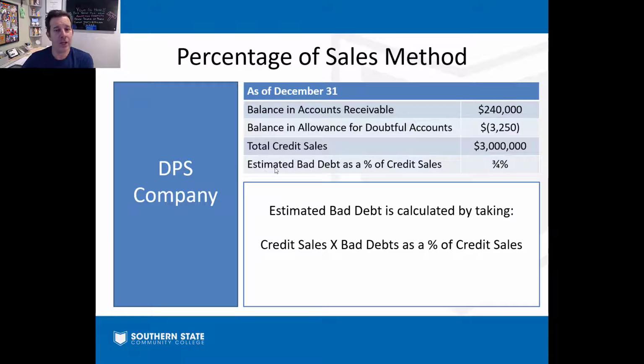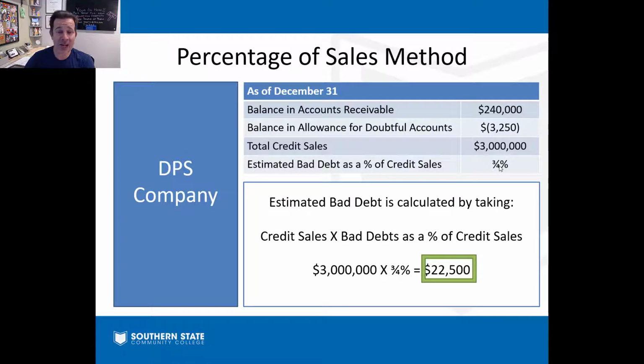So, if we're going to do percentage of sales method, it's pretty simple. We're going to calculate the estimated bad debt by taking credit sales, $3 million, times our bad debt as a percent of credit sales, which is 0.75%. So $3 million times 0.75%. If you want to do the math, go ahead and take a stab at it and see if you can come up with the correct number. We'll pause and give you a chance to do that.